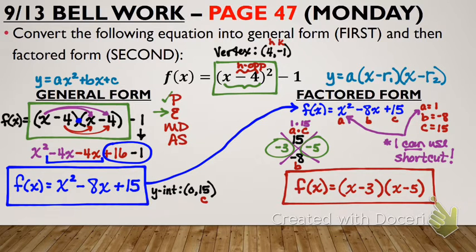And last but not least, where are my roots? X equals 3 and x equals 5. So x equals 3, we could write as the ordered pair 3, 0. And x equals 5, we could also write as the ordered pair 5, 0. Just depending on how they ask you to give your answers back.